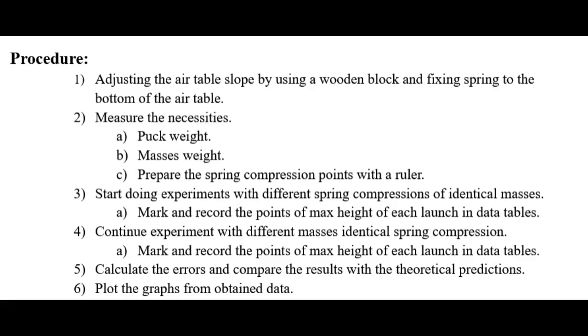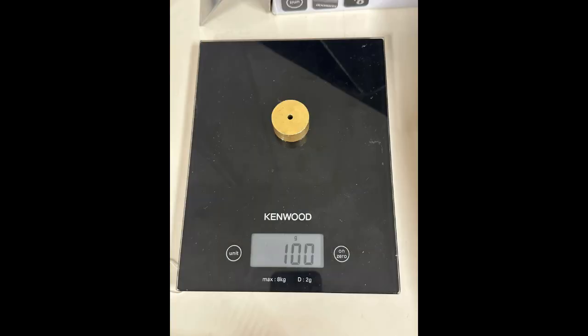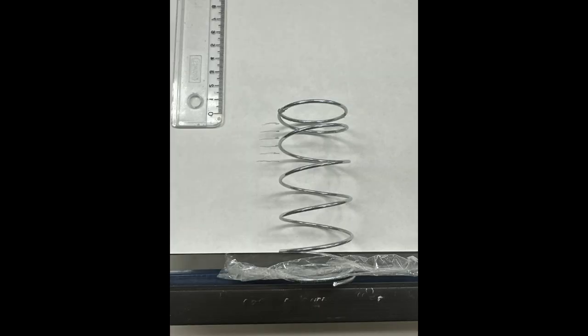The procedure that I followed throughout this experiment is the following. First, I adjusted the air table and gathered the materials that I would use in this experiment. After that, I measured the puck and the masses, which are the same, then prepared the spring. After that, I started the experiment.